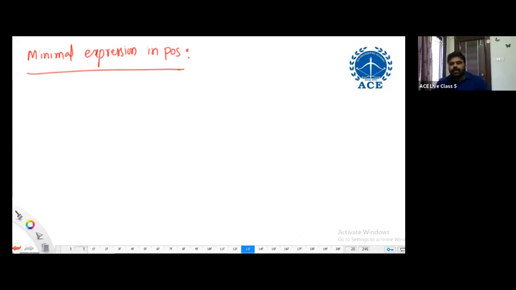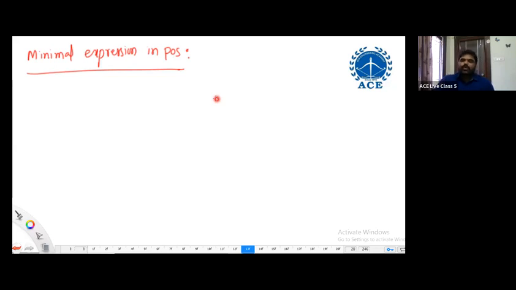Okay. Assuming everyone is back, let me go with this. What is it here? Minimal expression POS. What can we consider? Maxterms in the K-map. In the K-map, maxterms are given, or even though minterms are given, we can consider maxterms to find minimal expression in POS.